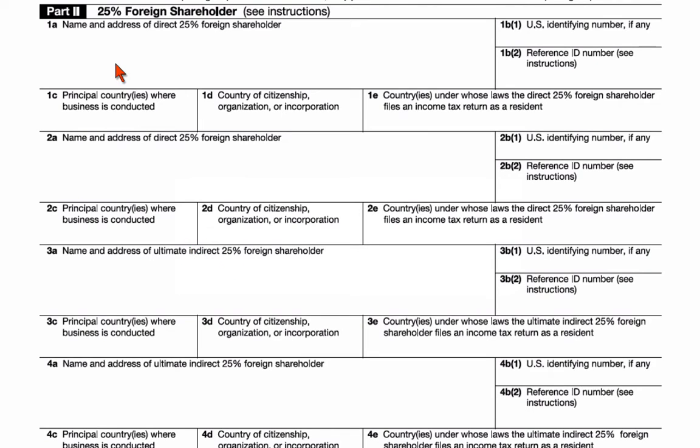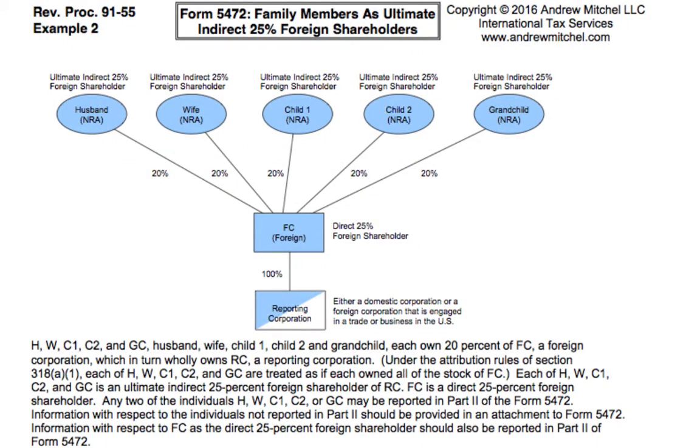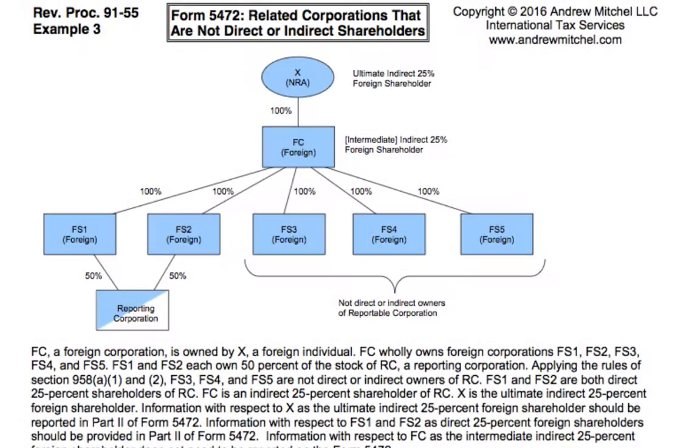On lines 1 and 2 of Part 2, you list the basic information about the direct 25% foreign shareholders, and on lines 3 and 4, you list the basic information about the ultimate indirect 25% foreign shareholders. Revenue Procedure 91-55 has some examples of situations of direct 25% foreign shareholders and ultimate indirect 25% foreign shareholders.